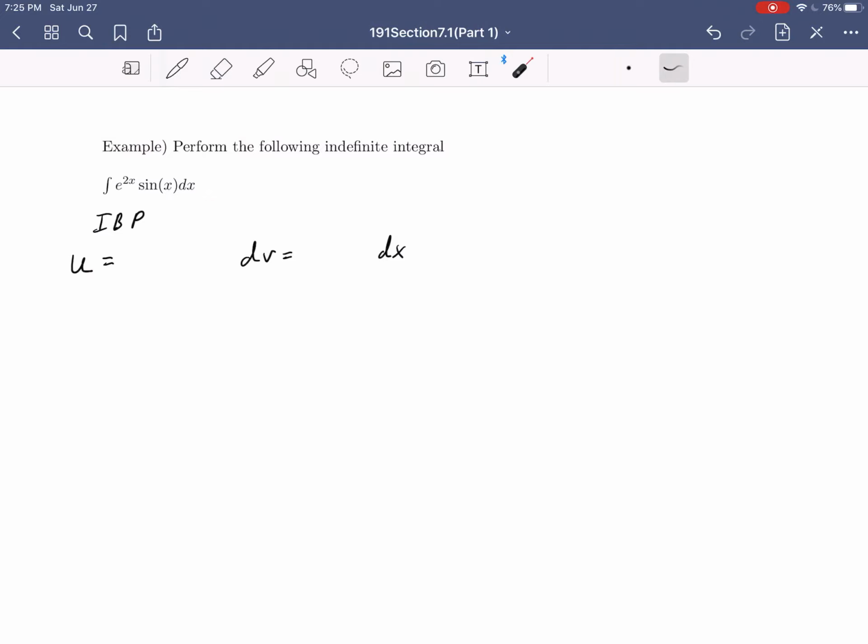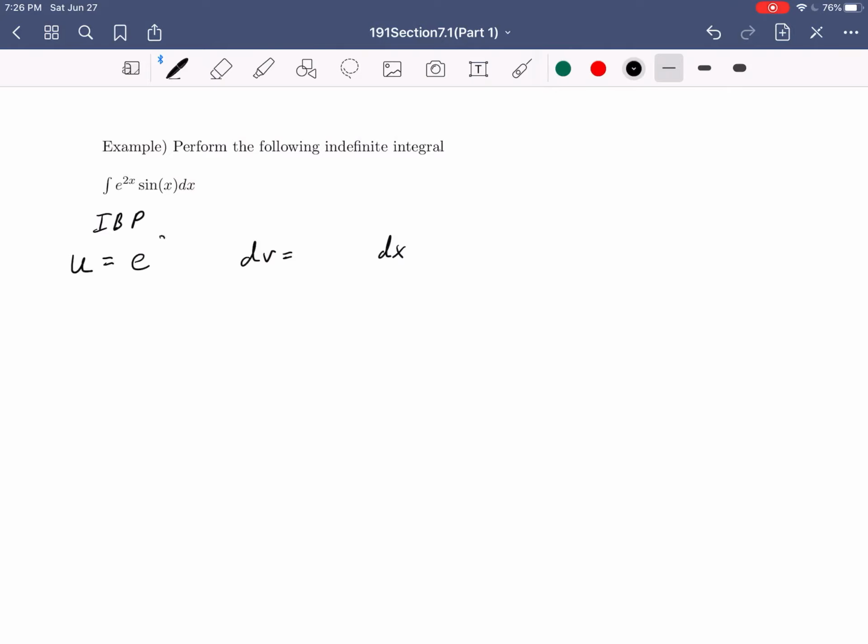In terms of what might simplify under differentiation, well, if we differentiate e to the 2x, it's going to become like 2e to the 2x. So that's not going to really simplify much. And if we put sine x, well, when we differentiate, that's just going to become cosine x. That doesn't seem to simplify much. So it doesn't really necessarily seem like there's a great choice. So let's just pick one and see what happens.